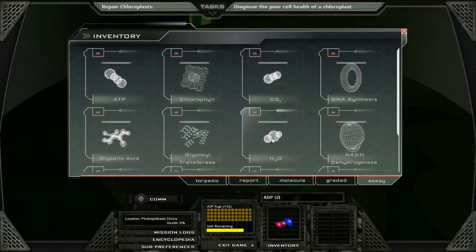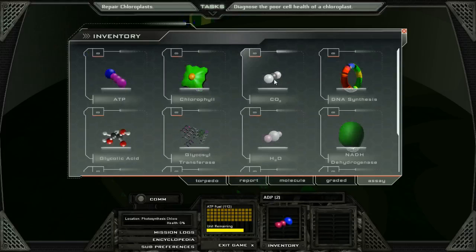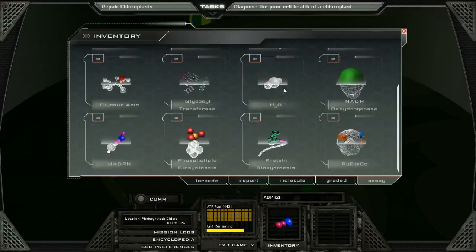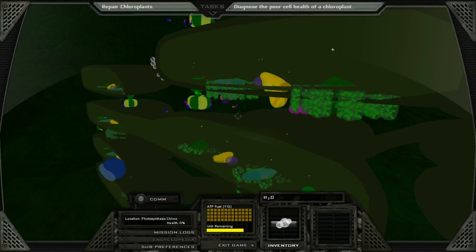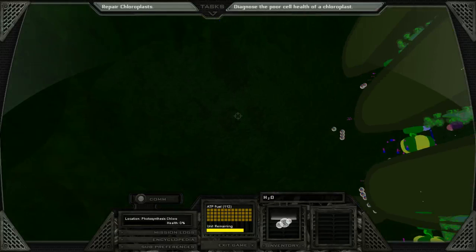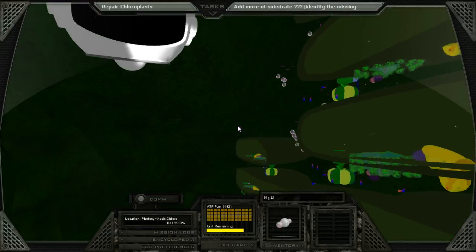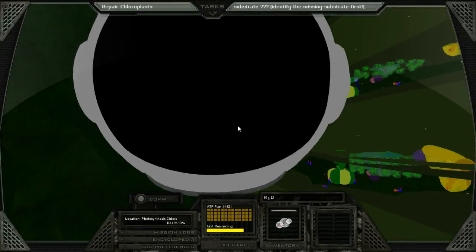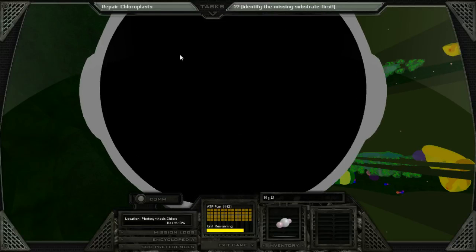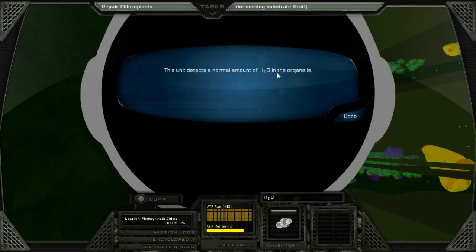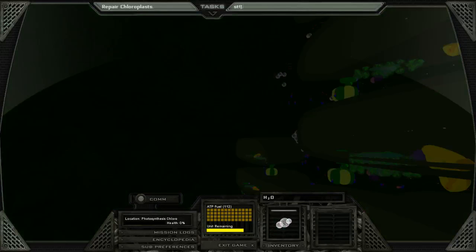You can see if there's enough water, if there's enough CO2 in the cell. Let's measure for water here. So we take our water assay, and we fire it off, and this sends a message to the server, and our little robot partner comes back with the measurement and says that there is a normal amount of water in here. Well, that's not the issue.